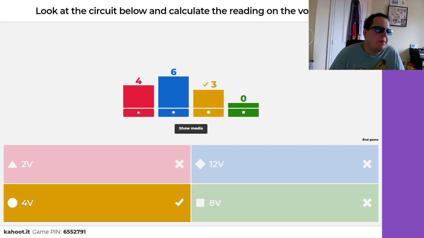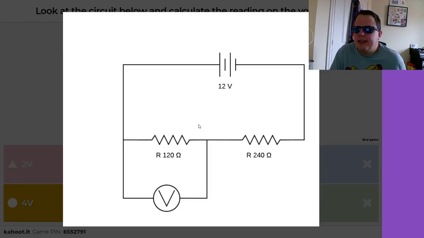Yeah, well done to the 3 people who got 4 volts. I realised that when I went through the last question, I didn't actually have my microphone turned on.